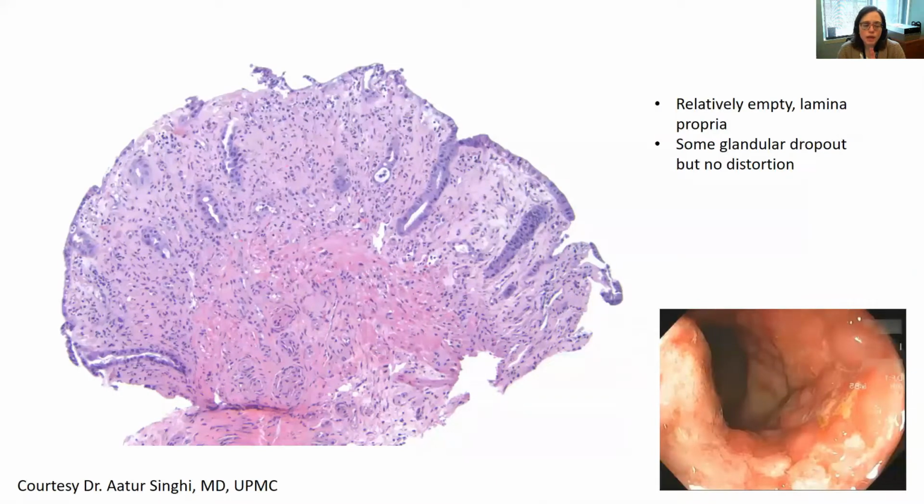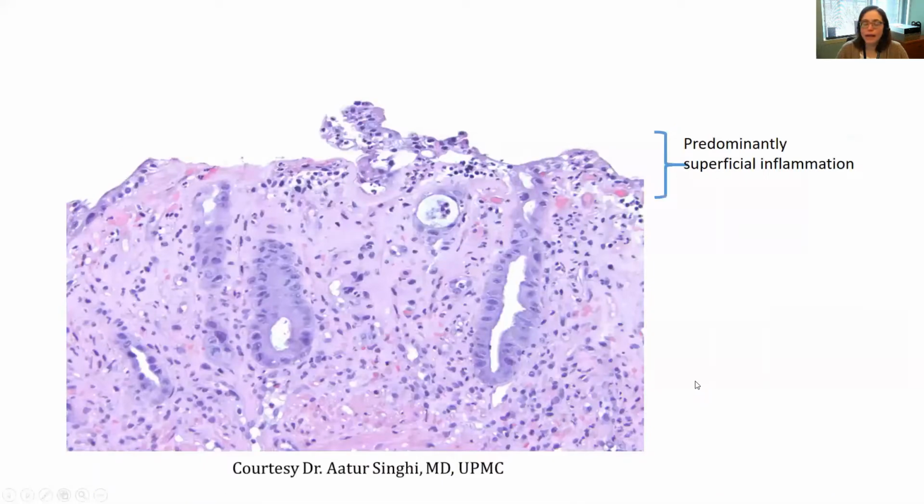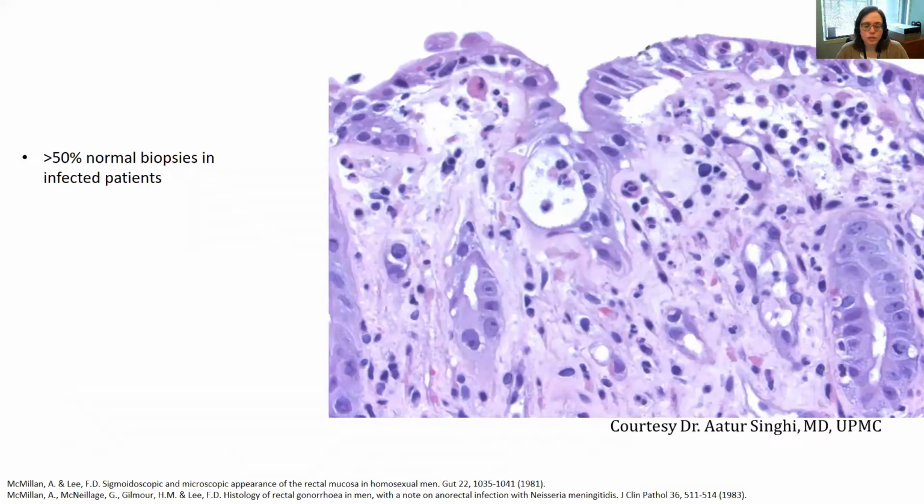And this one case, in a vacuum, I don't think I would have brought up the possibility of STI. To me, at low power, this looks more like either radiation-associated injury or ischemia, because you have a relatively empty lamina propria and almost hyalinized with some glandular dropout, but no distortion like what you would see in the setting of ischemia. And then when you look at high power, you can see a predominantly superficial acute inflammatory infiltrate. And here you can see it at a little bit higher magnification.